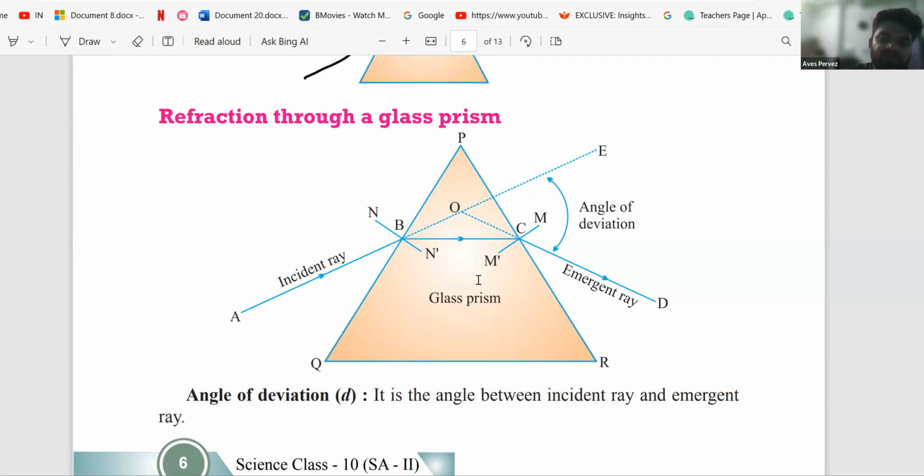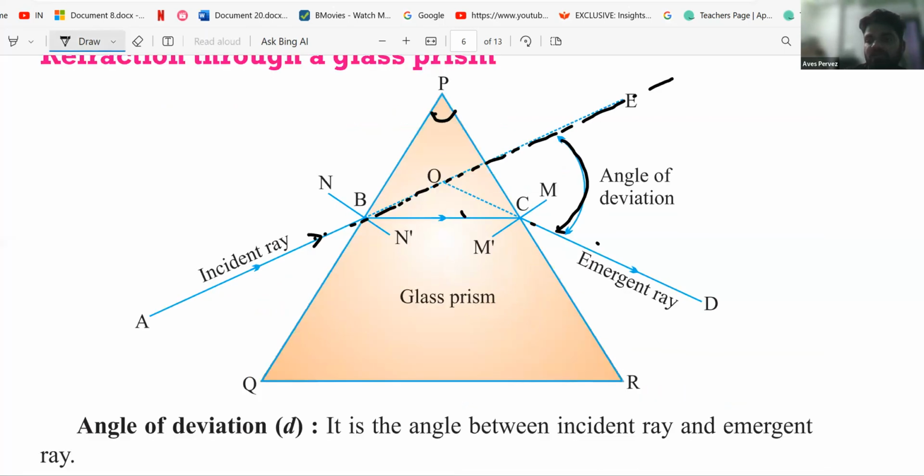This is called the angle of prism. And if I continuously extend this line like this, and this is the emergent ray, then this angle is called the angle of deviation. What do we call it? Angle of deviation. So make this diagram first and note down the definition of angle of deviation.